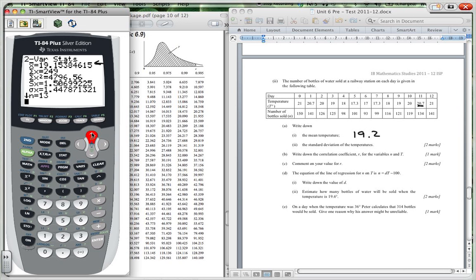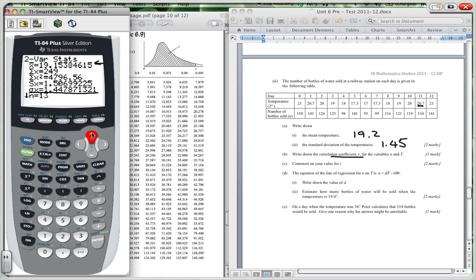The standard deviation is given by this one over here. So that's 1.447. So I'd write that as 1.45. So we got that. Then it says write down the correlation coefficient R.